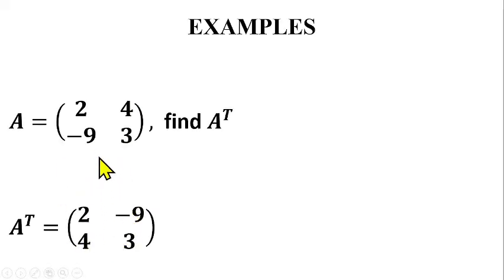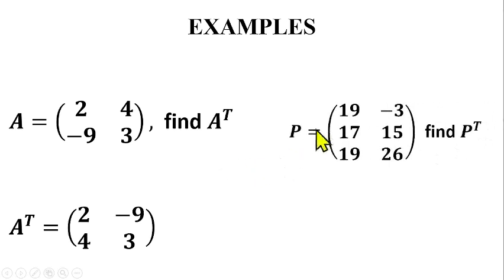Or if I want to change this column to row, what will it give me? 2 will be here, this one will come here, minus 9, then 4 will come here, then this 3. So I've changed that column also to row, which still gives me the same answer. So anytime you are transposing a matrix, you can either change the row to column or change column to row. Whichever you want to do, it will give you the same answer.